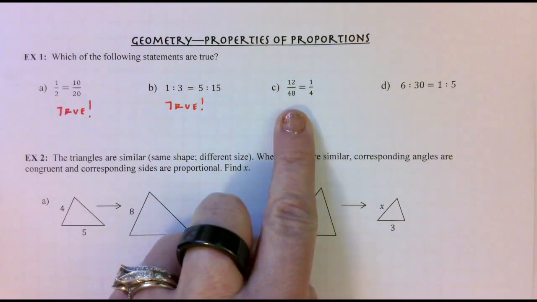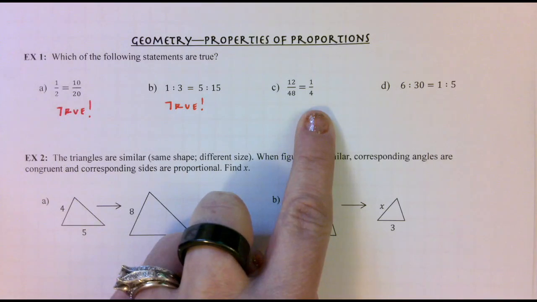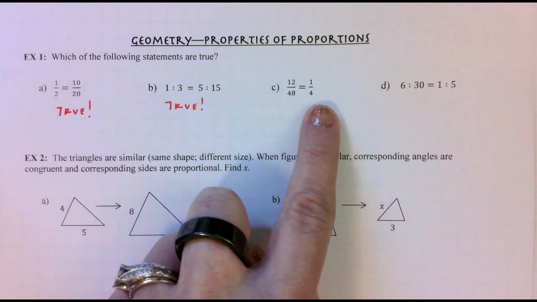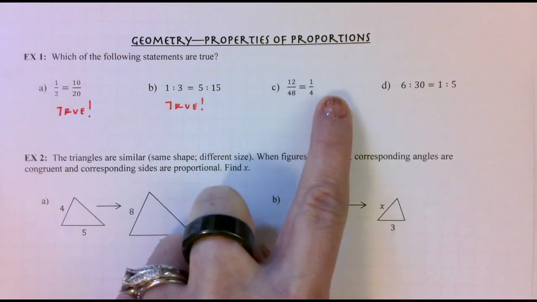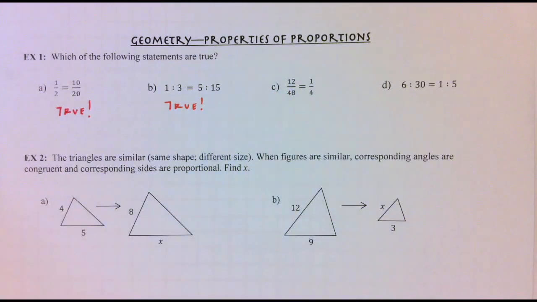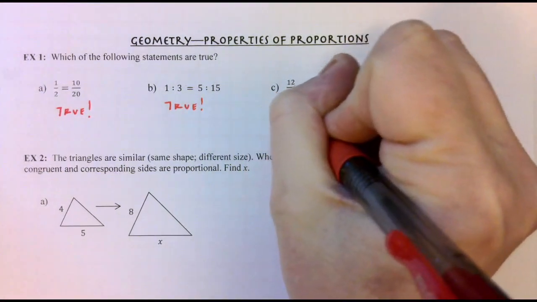Okay, 12 to 48, is that the same as 1 to 4? Well, I could divide 12 by 12 and 48 by 12, and it would make 1 to 4. Now, I could also think of going in the opposite direction. If I multiplied 1 by 12 and 4 by 12, I could get back to this 12 to 48 ratio as well. Also true.